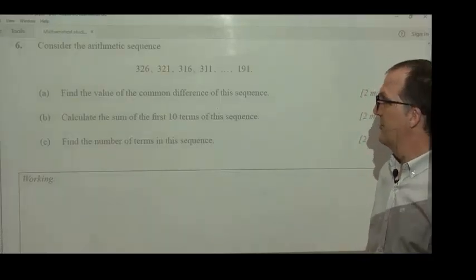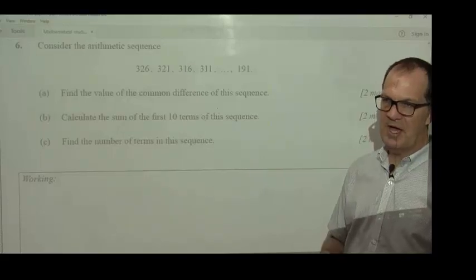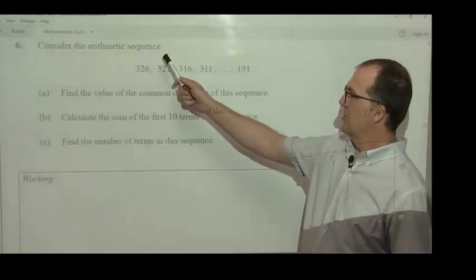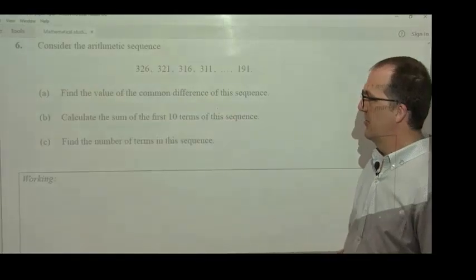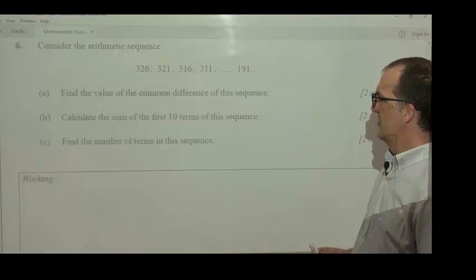This question is on arithmetic sequences, and that tells me that basically we're adding or subtracting to go from one term to the next. That's what arithmetic is. And so the first question they're asking is to find the common difference.